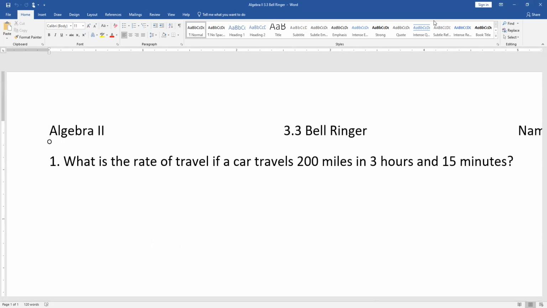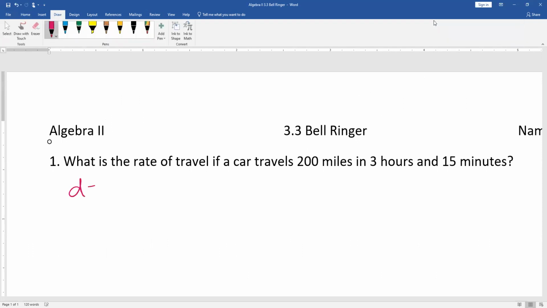We're asking what is the rate of travel if a car travels 200 miles in 3 hours and 15 minutes. So this uses the distance formula, which is distance equals rate times time. We know our distance. We're being asked to find our rate. So what we're going to have to do here is change this literal equation to solve for the variable we want, which is rate. So when we solve for rate, we need to divide both sides by time, which makes sense because we refer to the rate of speed as the distance traveled, or miles, over the time it takes to travel that, which is time, so miles per hour.